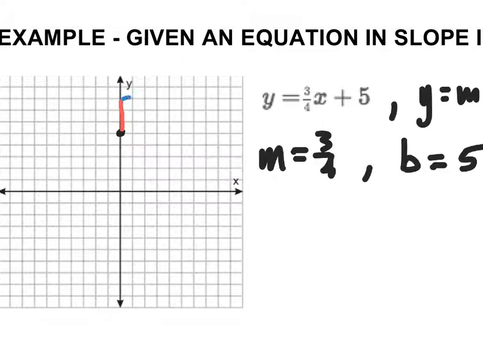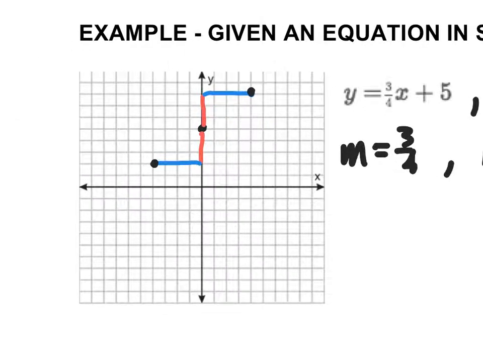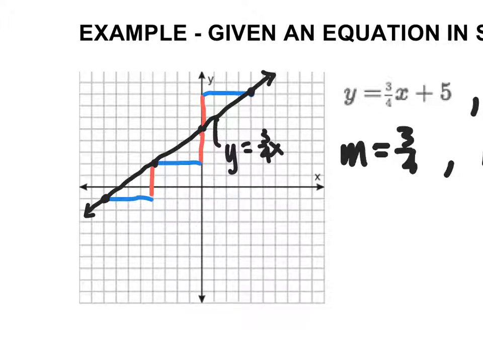So go up 3, over 4: 1, 2, 3, 4. Plot a point. Okay, go down 3: 1, 2, 3, and then over 4: 1, 2, 3, 4. Okay, and I can continue going down 1, 2, 3, and over 1, 2, 3, 4. Plot a point. Okay, so I can connect these now with a line. All right, and that's my equation, y equals 3/4 x plus 5.